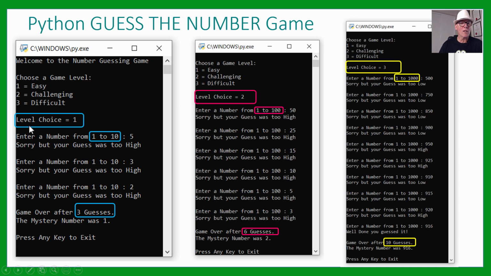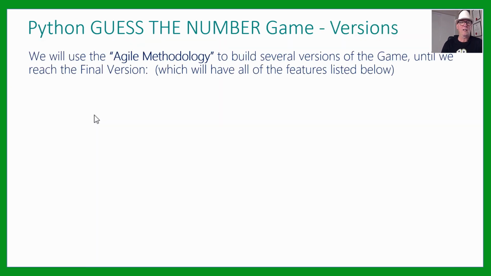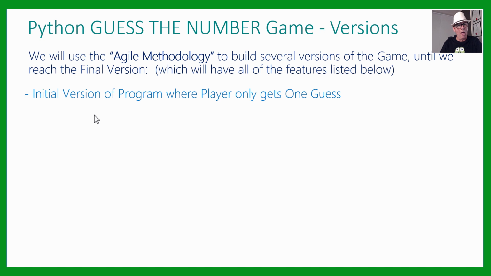So what we're going to start off with is we're just going to forget about the levels to start off with and just make a really simple game, and then we're going to build and build. So we're using the Agile methodology where there's several versions. We start off with version 1, where the player only gets 1 guess at some number between 1 to 10. So we'll just program into the program, you know, mystery number equals 7, but don't tell the player that. And yeah, they'll get one guess to guess what it is, all right?